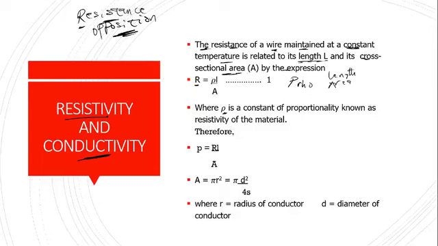This rho is a constant of proportionality that is known as the resistivity of the material. Therefore, when we make it the subject of the equation, we have the resistance multiplied by the area, divided by the length. The cross-sectional area can be found by multiplying pi with the radius squared, or we can have pi d squared over 4, where r is the radius of the conductor and d is the diameter of the conductor.